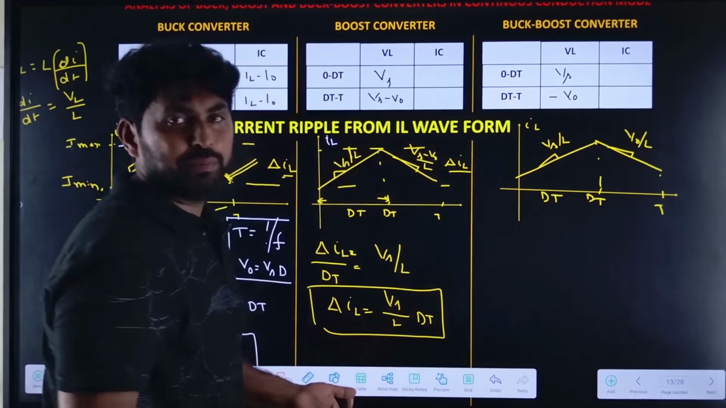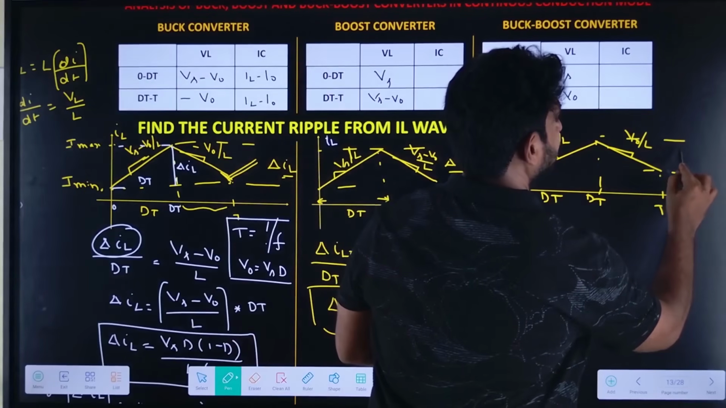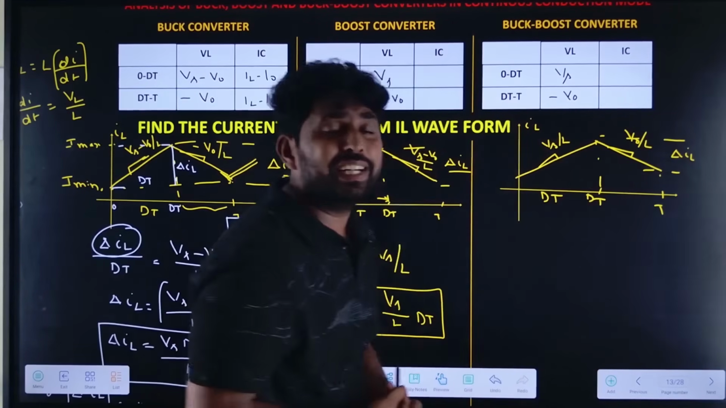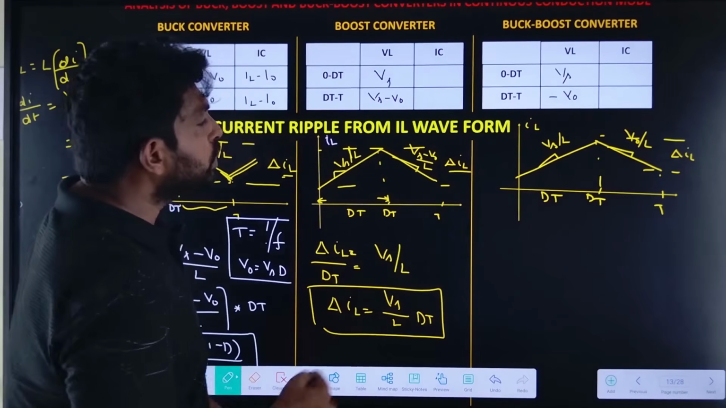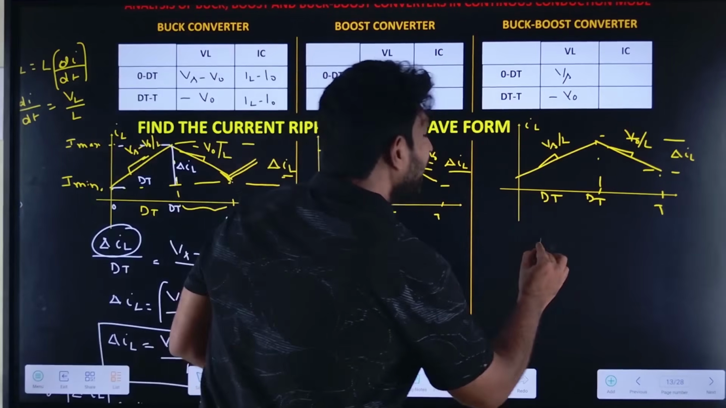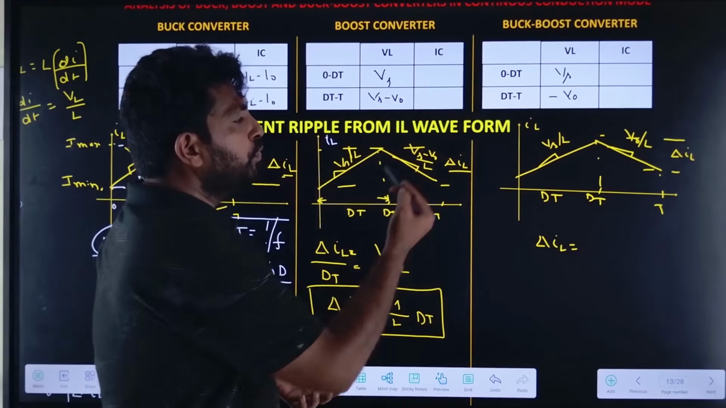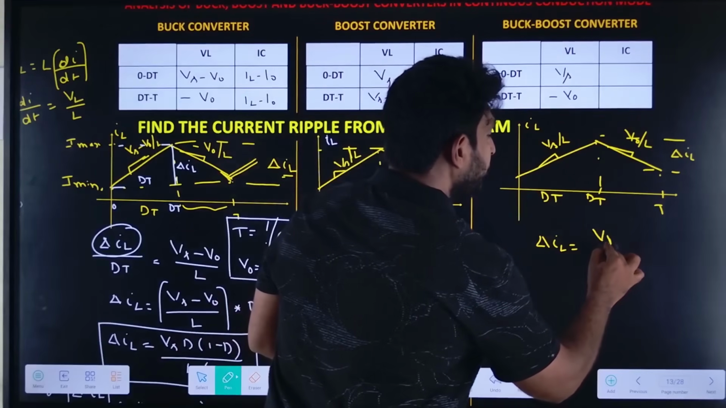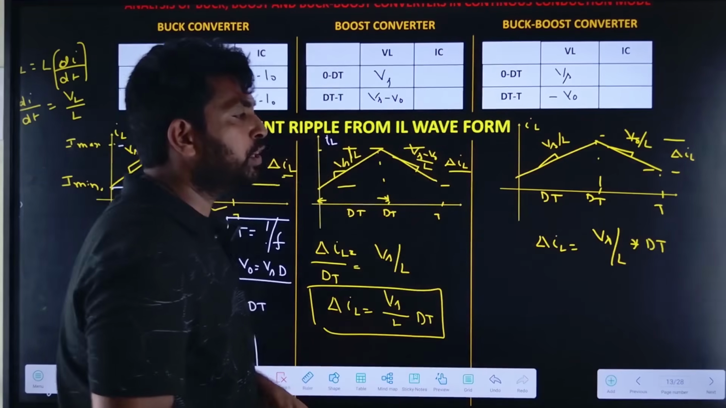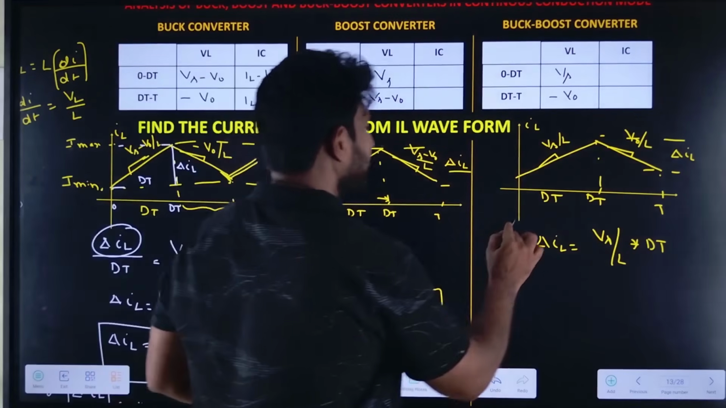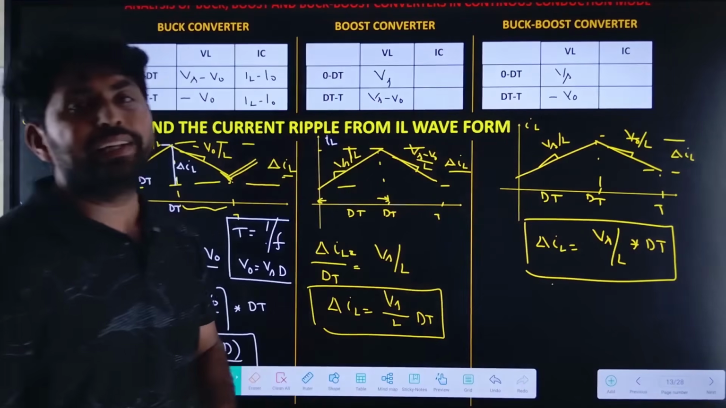Now find the same thing. The same analysis we need to do. We need to find the delta IL. How can we find the delta IL? Already we have determined it, so it is easy for you. Delta IL equals Vs by L into dt, the same. So this is how we find the current ripple.